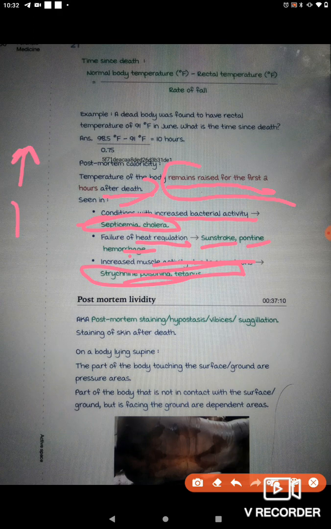Second, failure of heat regulation, which occurs when there is sunstroke or pontine hemorrhage. And third, increased muscle activity in strychnine poisoning or tetanus poisoning.